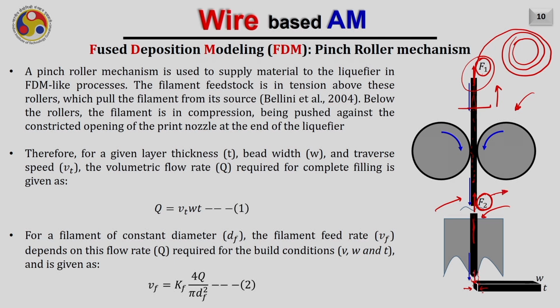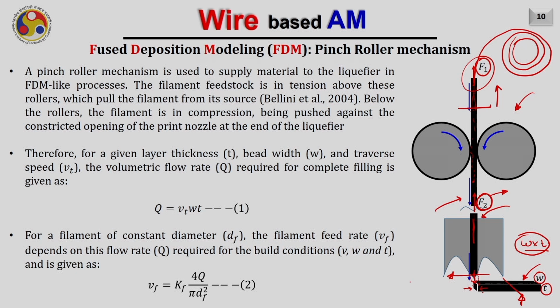Let us now assume that the material coming out of this tiny orifice is depositing a bead, and the cross section of the bead is rectangular, with thickness T and width W. Therefore, the cross section area of the deposited bead will be W into T. Now if I want to find the mass flow rate or the deposition rate, I can just multiply this area by the velocity at which I am traveling. This is the traverse velocity.